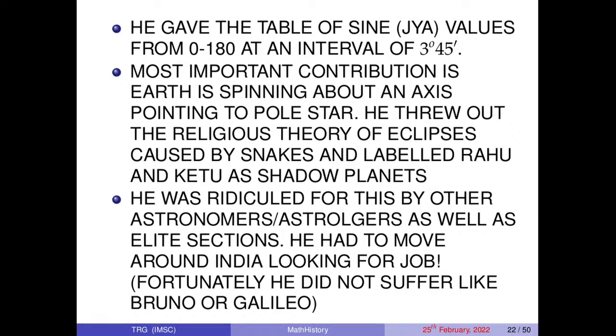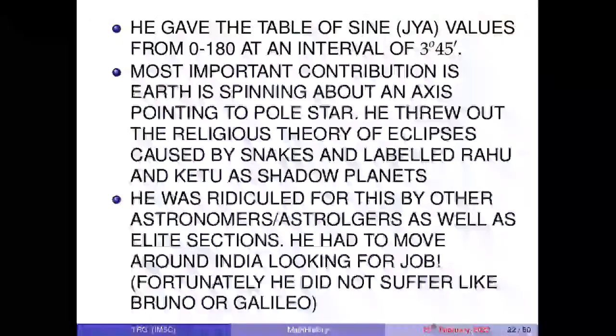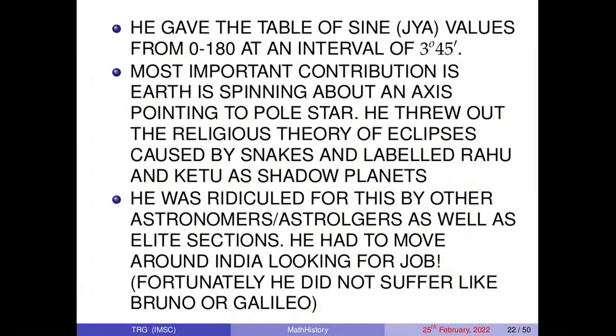And he was very bold, extremely bold. He threw out the religious theory of eclipses being caused by snakes like Rahu and Ketu, and said Rahu and Ketu are shadow planets.